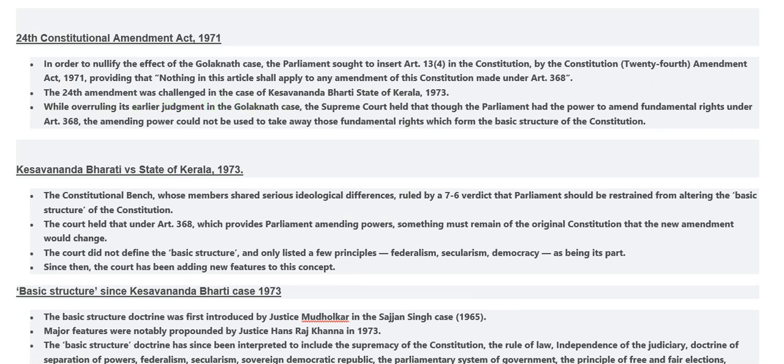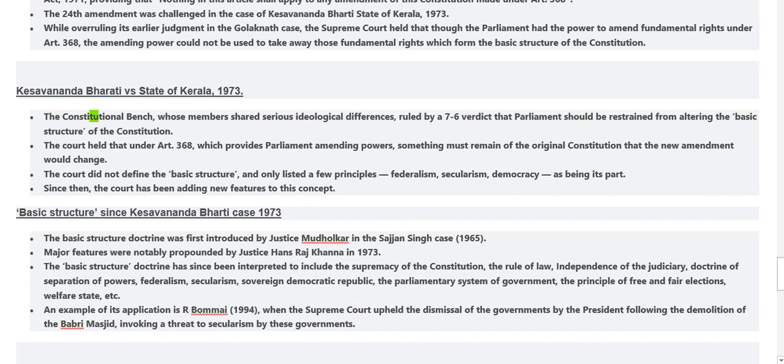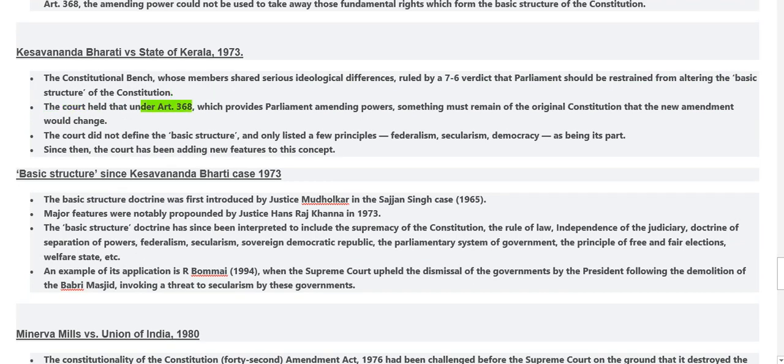While overruling its earlier judgment in the Golaknath case, the Supreme Court held that though the Parliament had the power to amend fundamental rights under Art. 368, the amending power could not be used to take away those fundamental rights which form the basic structure of the Constitution. Kesavananda Bharati vs. State of Kerala, 1973. The Constitutional Bench, whose members shared serious ideological differences, ruled by a 7-6 verdict that Parliament should be restrained from altering the basic structure of the Constitution.